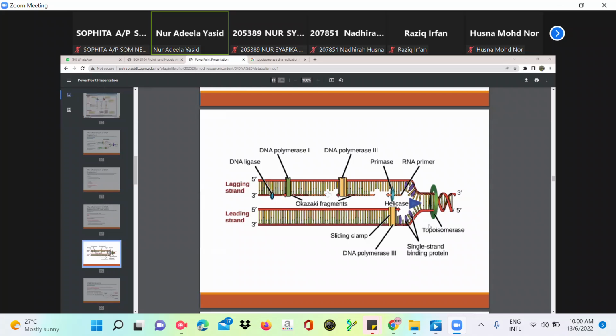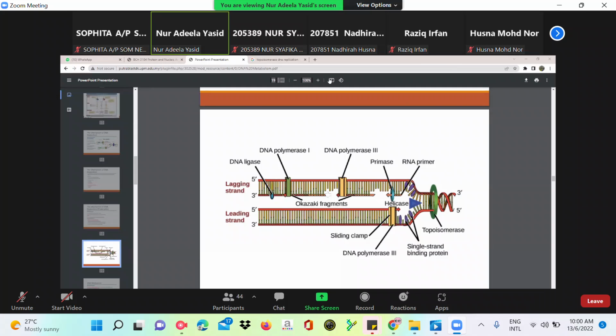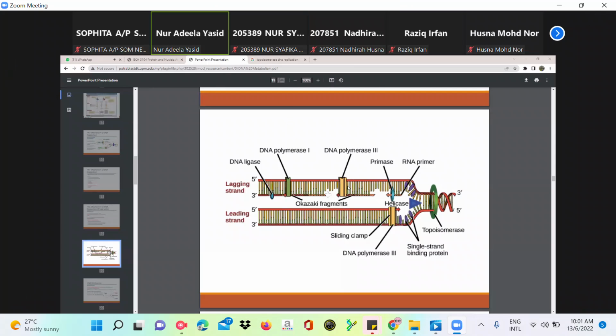Okay, so how about topoisomerase? You all dengar saya tak? Clear tak? Dengar doktor, tengah saya dengar. Right, so how about topoisomerase? Anyone? Sekejap doktor, tengah saya.